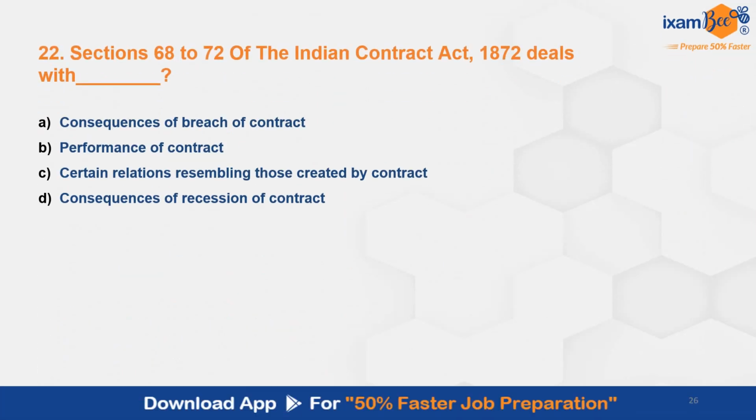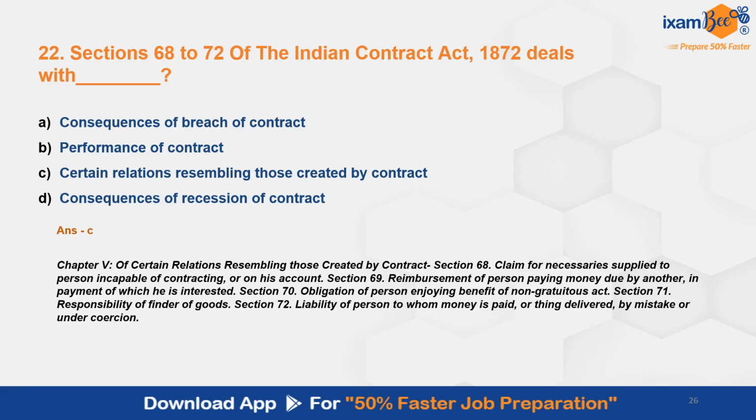Then question 22. Section 68 to 72 of the Indian Contract Act deals with, the correct answer here is C, certain relations resembling those created by contract. This is chapter number 5 of certain relations resembling those created by contract, where section 68 talks about claim for necessaries supplied to person incapable of contracting or on his account. 69 talks about reimbursement of person paying money due to another in payment of which he is entrusted.